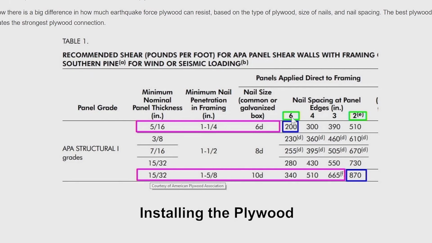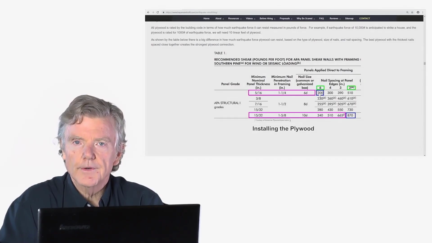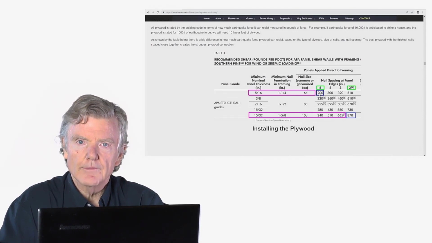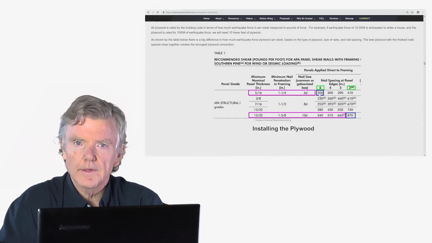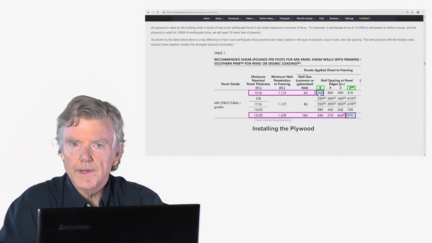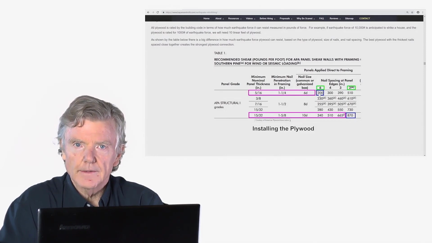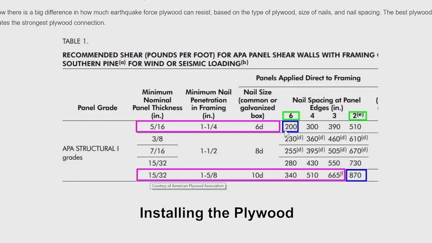And then this right here is the spacing of the nail on the edges only. These nails are spaced 6 inches apart. And this 200 means that if it's nailed like this, it can resist 200 pounds per linear foot. So if you have a foot of this plywood on a cripple wall, and then you push it with 200 pounds of force, it will fail. Anything less than that, it will remain just fine. So now let's go to another configuration.